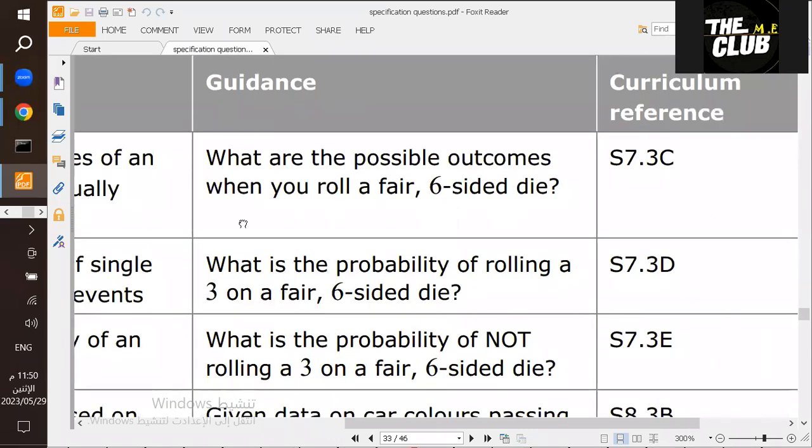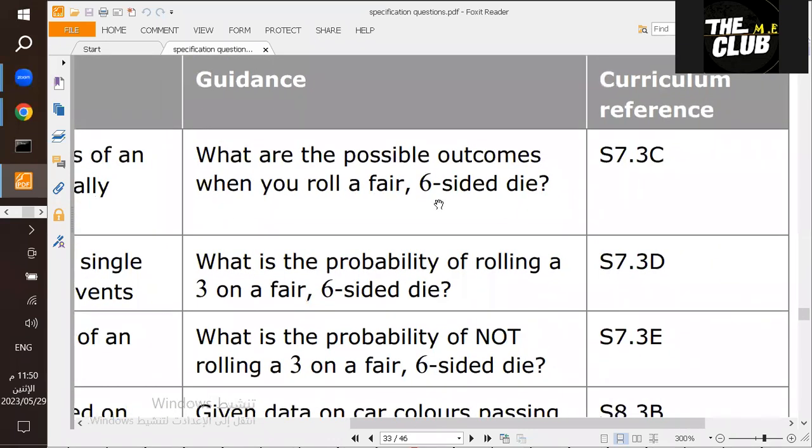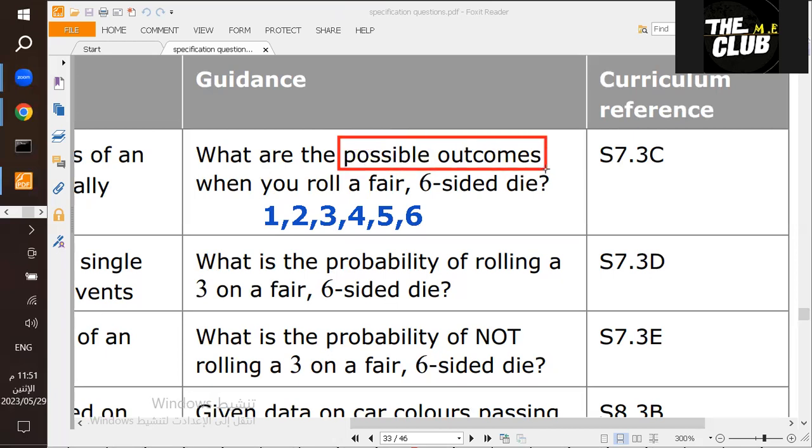So with probability, what are the possible outcomes when you roll a pair of 6-sided dice? When you have a 6-sided die and you throw it, what are the possible outcomes? That's the idea of the question. The die has 6 sides from 1 to 6, so the possible outcomes are 1, 2, 3, 4, 5, 6. We call these possible outcomes. We must know the difference between possible outcomes and probabilities.